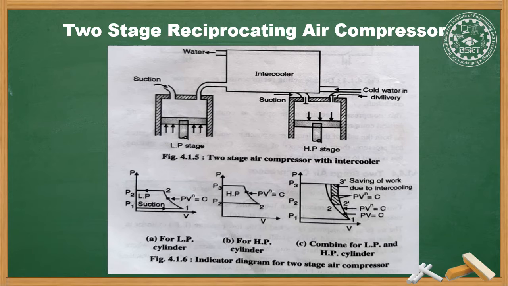The shaded area shows the saving of work as a result of approaching the isothermal area. The two-stage reciprocating air compressor is useful for getting a larger amount of compressed air with less work. The use of an intercooler increases the pressure of air and reduces the temperature. It also helps to deliver more air for the work required.